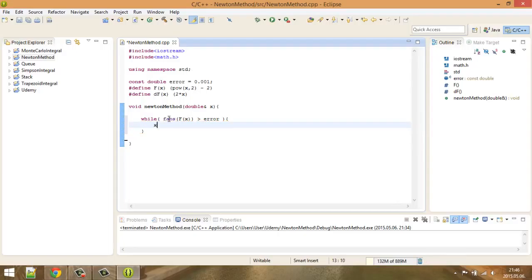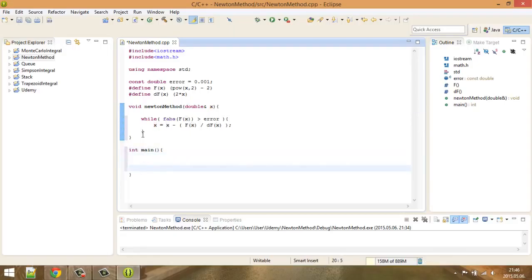And we just have to use, as we have seen, the iterative form, which makes it very easy to implement this method: x minus f(x) divided by df(x). And that's all. We don't have to return anything because we get a reference.